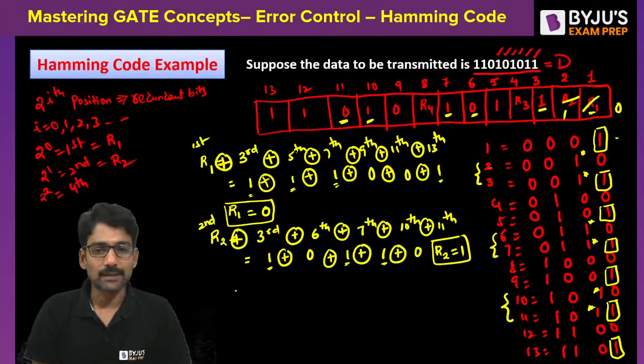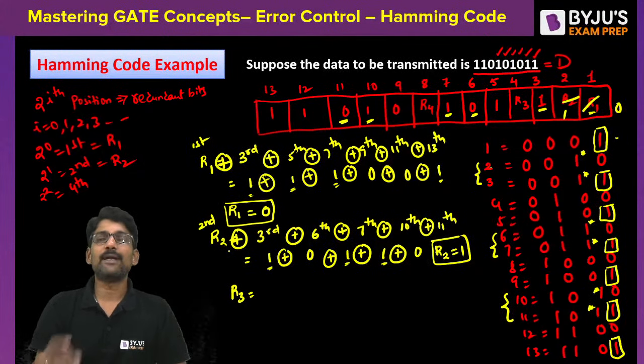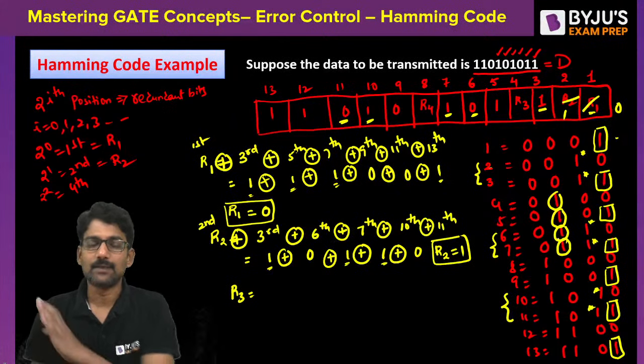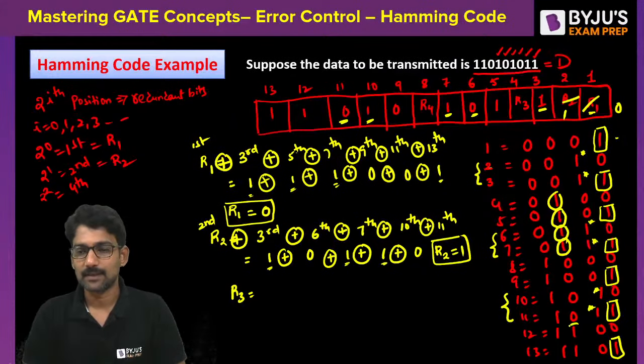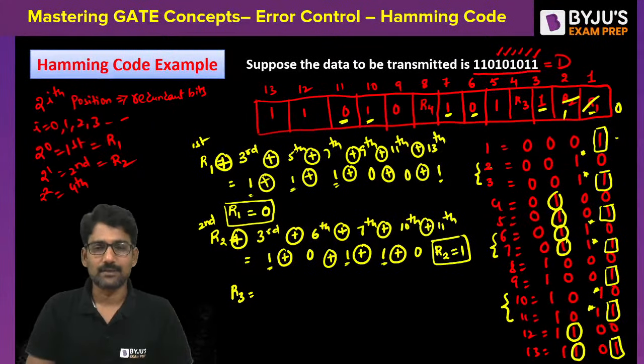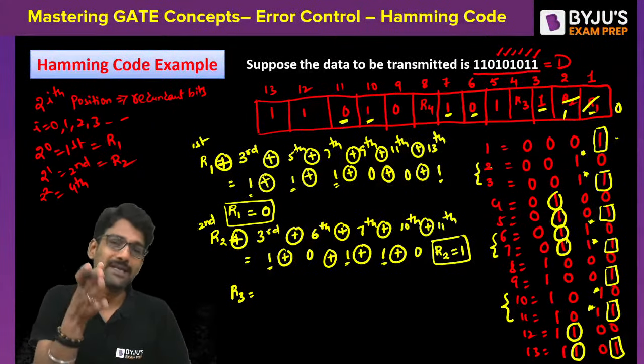Now R3. How do you check R3? Find where you have ones in the hundreds place, meaning from the LSB, in the third place. So these are the bits: we have ones in the tens place, this is the hundreds place. So this is easy to understand.